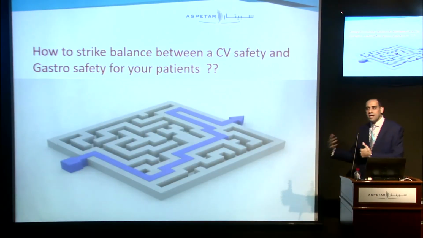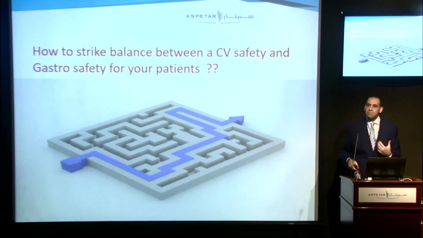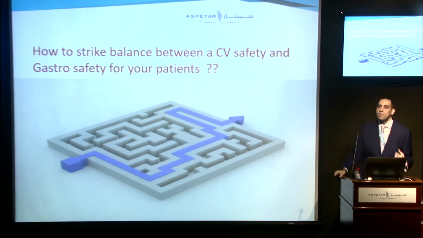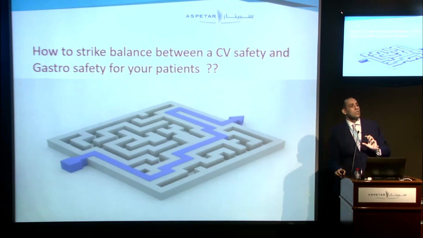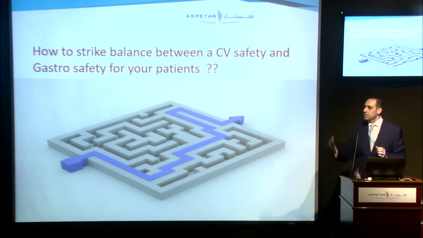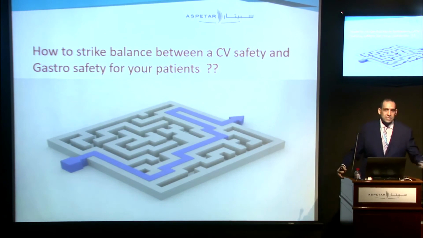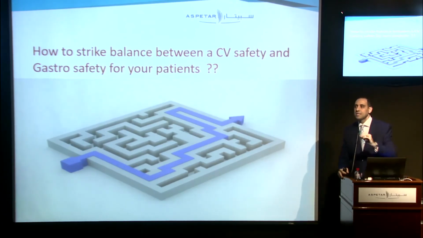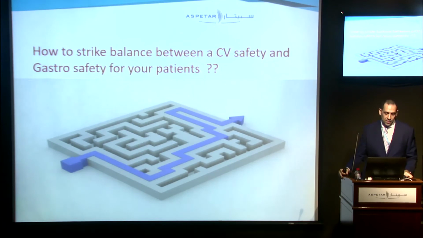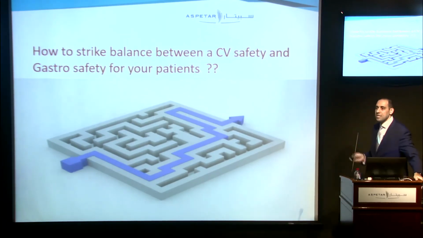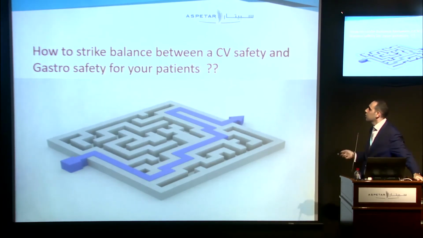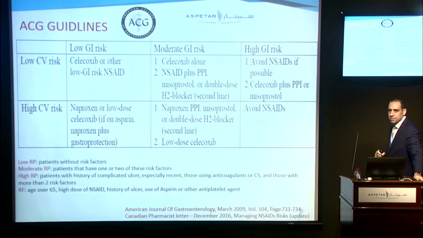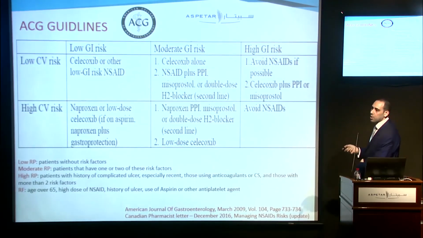So now we talked about the cardiovascular side effects and the GI side effects. Sometimes it has been challenging for some healthcare professionals on how to strike the balance between the GI side effects and the cardiovascular side effects when we want to choose an NSAID for our patient. This challenging question was answered by the American College of Gastroenterology and the Canadian Society of Gastroenterology, who provided guidelines. This guideline has been divided into two parts. We have a low and high cardiovascular risk, and we have a low, moderate, and high GI risk.